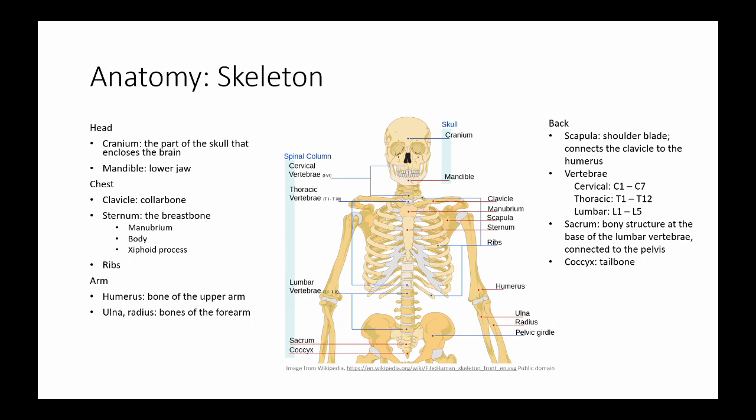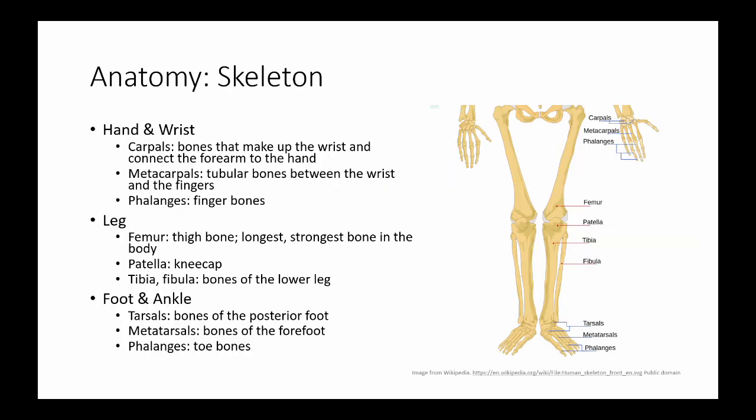The back includes the scapula, which is the shoulder blade. This connects the clavicle to the humerus. The vertebrae include the cervical vertebra, there are 7, the thoracic vertebra, there are 12, and the lumbar vertebra, of which there are 5. The sacrum is a bony structure at the base of the lumbar vertebra connected to the pelvis. The coccyx is the tailbone.